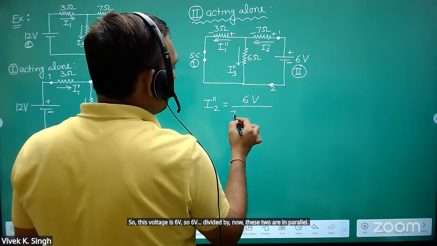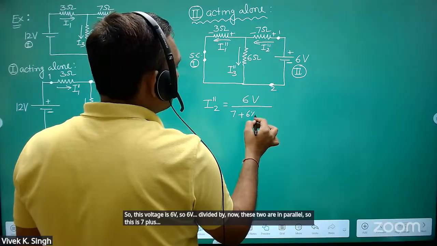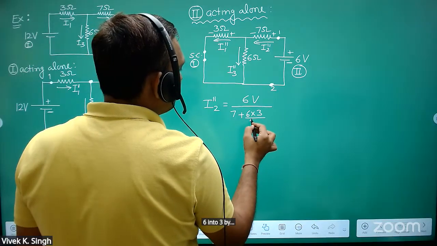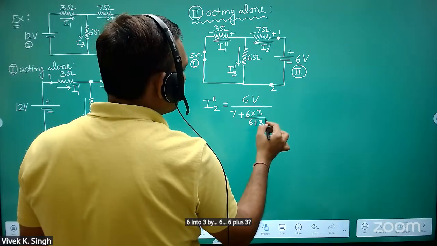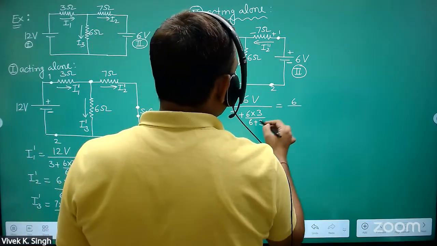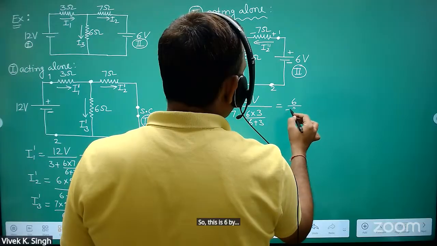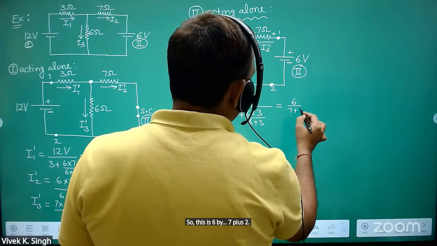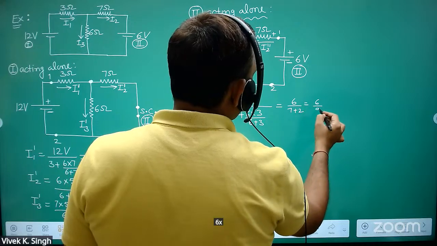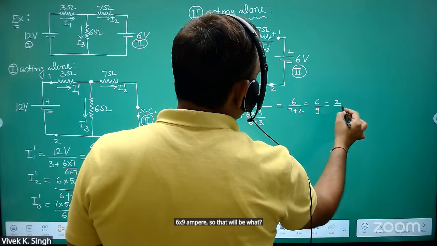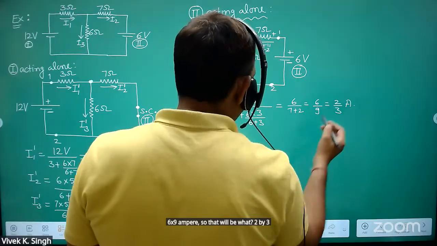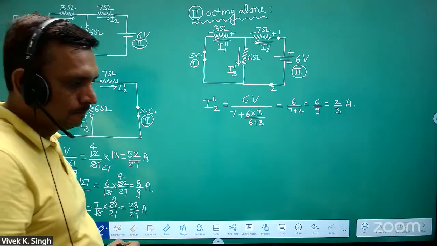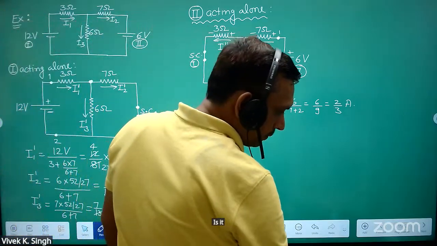So this is 7 plus 2, 6 into 3 by 6 plus 3. So this is 6 by 7 plus 2, 6 by 9 ampere. So that will be what? 2 by 3 ampere. Yes or no? Is it correct?